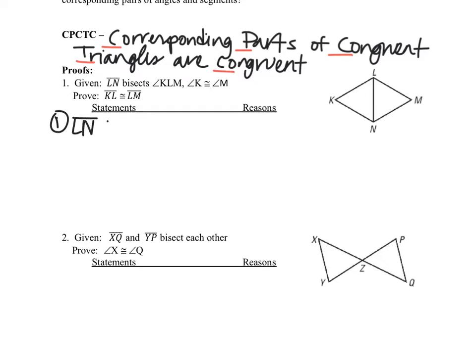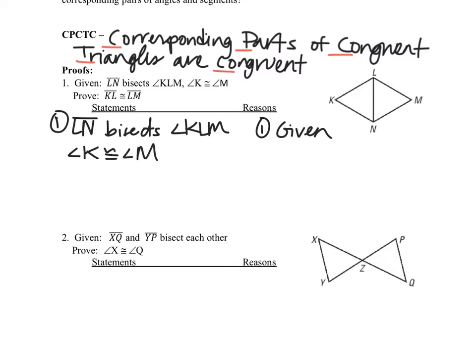LN bisects angle KLM. And you're also given that angle K is congruent to angle M. Please mark that in the picture, that K is congruent to M.